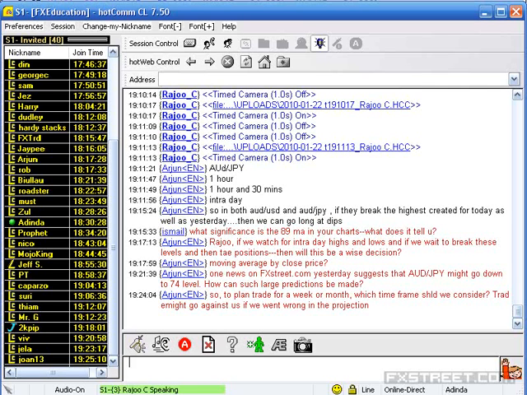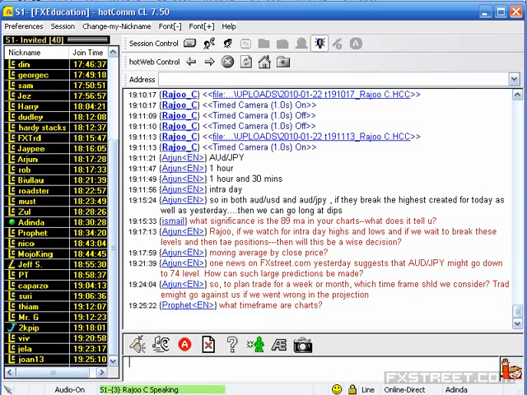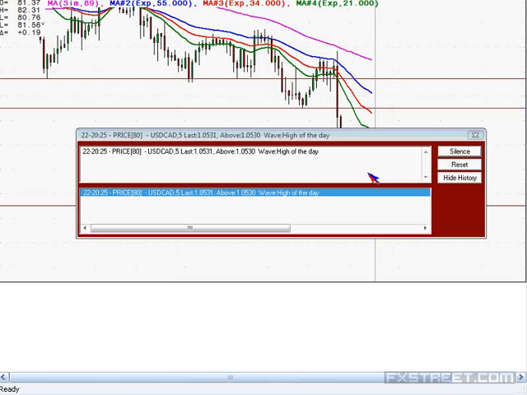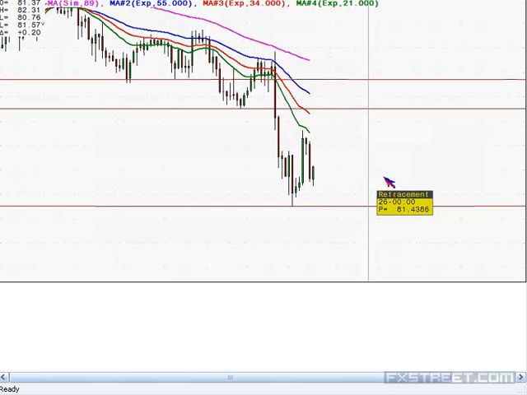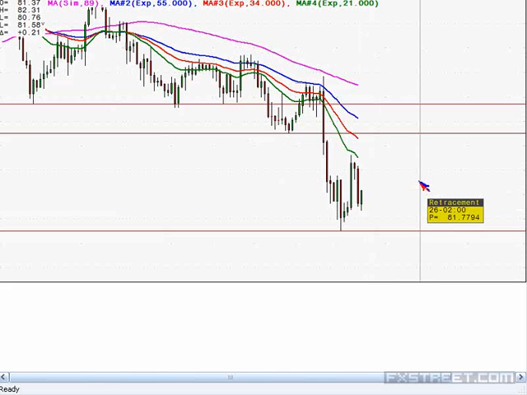Okay. The next one is: I plan to trade for a week or month. Which time frame should we consider? The trade might go against us if we are in the wrong projections. Yeah. As I told you early on, it all depends on what kind of trader you are and how much capital you have for you to take trades.